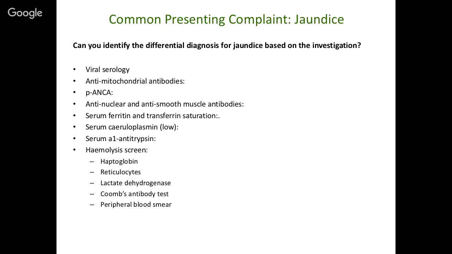PSC, so primary sclerosing cholangitis, which you might see as an extra-intestinal manifestation of inflammatory bowel disease. Anti-nuclear and anti-smooth muscle antibodies. Autoimmune, good. Ferritin and transferrin.